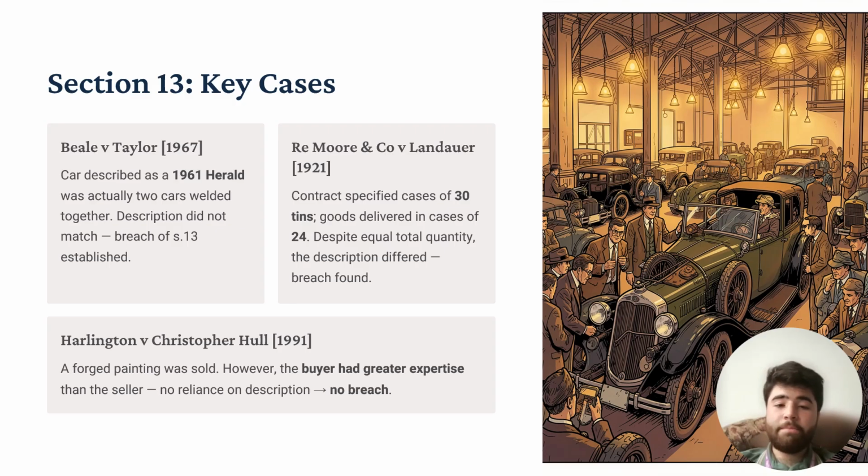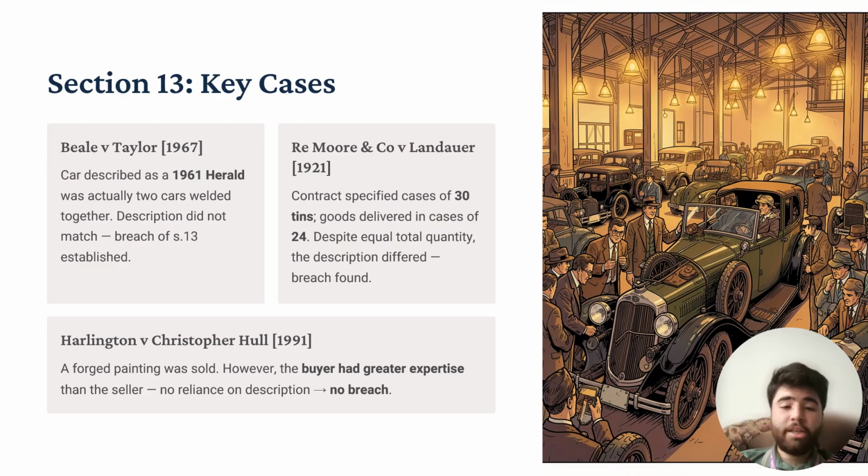The first case is Beale v. Taylor from 1967. The defendant advertised a car as a 1961 Triumph Herald 1200. The buyer came to inspect the car and bought it. Later on, it turned out that two cars had been welded together. Half of it was from 1961 and the other half was not. So even though the buyer had seen the car, he had still relied on the description in the advertisement.